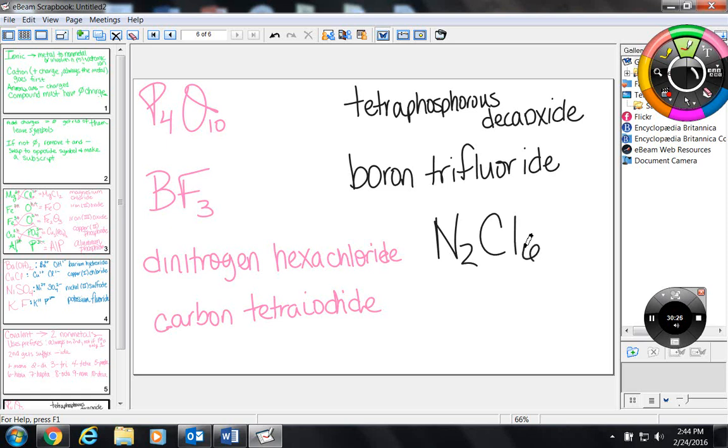Okay, carbon tetraiodide. CI4. Is that organic? Nope. Iodine? Yep. Tetra is 4, right? Yes. All right, so covalent. To me, covalent's the easiest. It's just prefixes, right? It's the easiest to name and write. It doesn't have as many tricks.